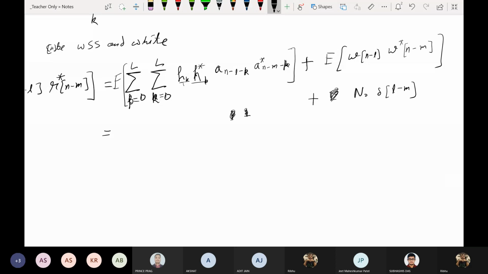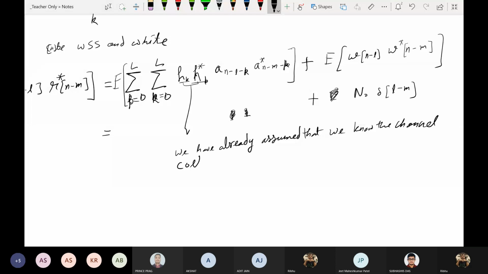So we have already assumed that the channel coefficients, right? We have assumed that we know the channel coefficients. Therefore, these are deterministic quantities, and this expectation goes inside, and so let me call this 1.